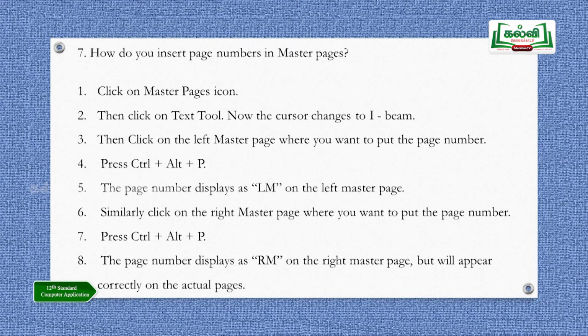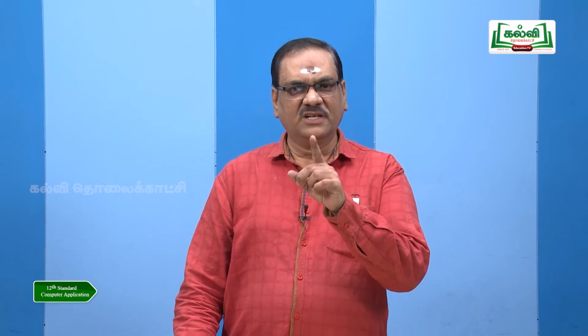Now the cursor changes to I-beam. Then click on the left master page where you want to put the page number, right? Click on the left master page. As I told you, you will be seeing two master pages, left hand side and right hand side, right? Now you are clicking the left hand side.